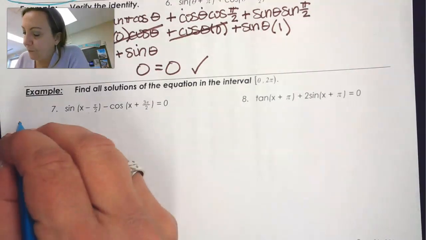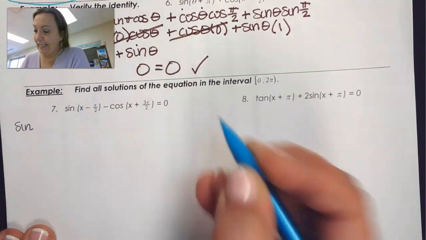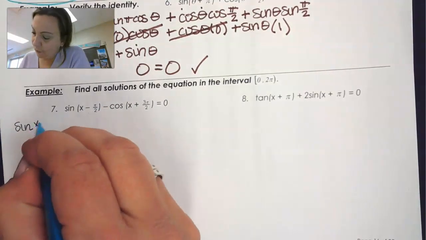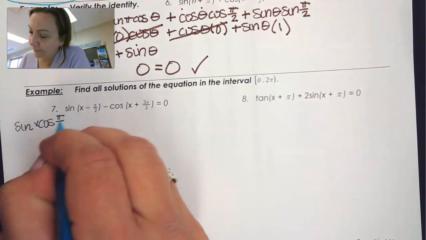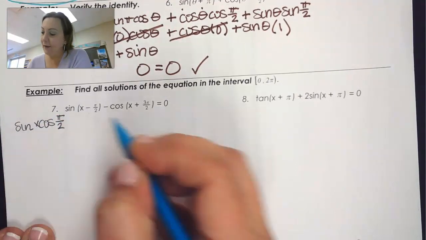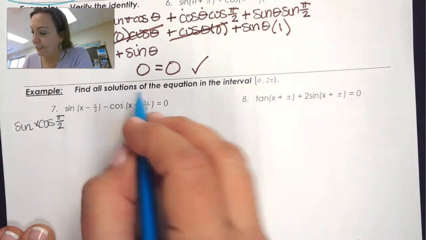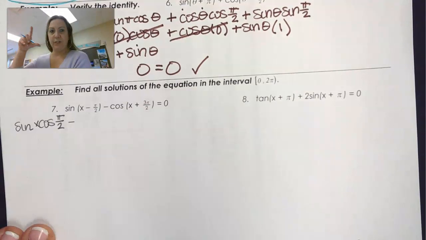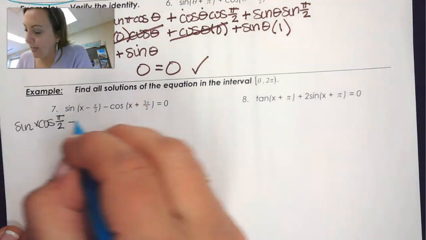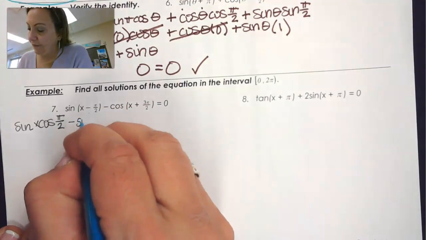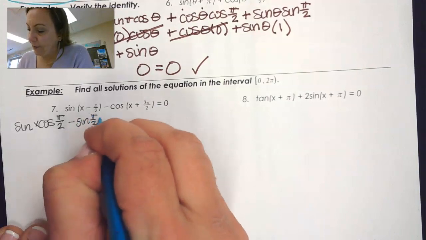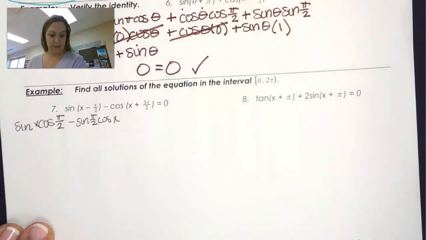So again, the difference formula for sine is when we're going to take the sine of the first times the cosine of the second. And then we're going to subtract, we keep the sign that was in the original angle, subtract the sine of the second times the cosine of the first. Okay.